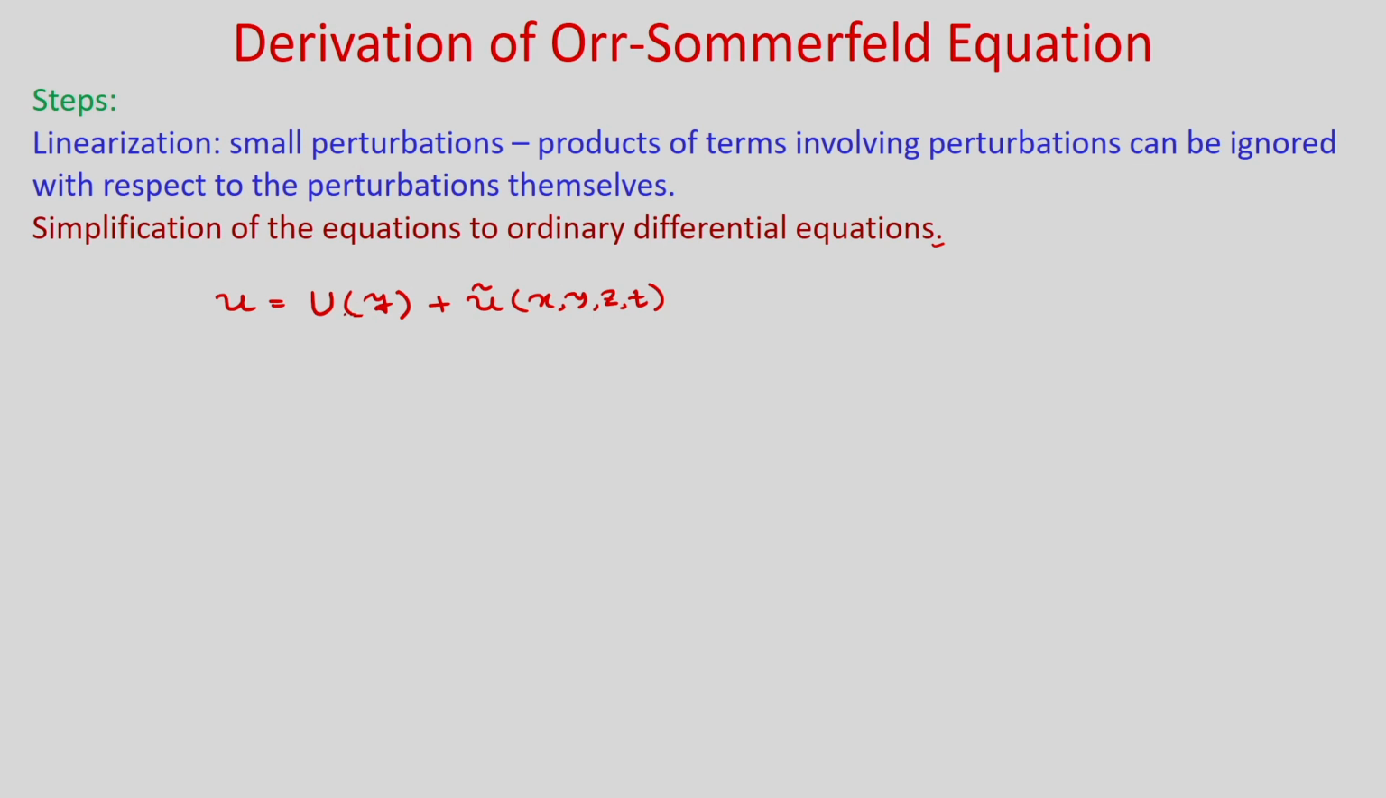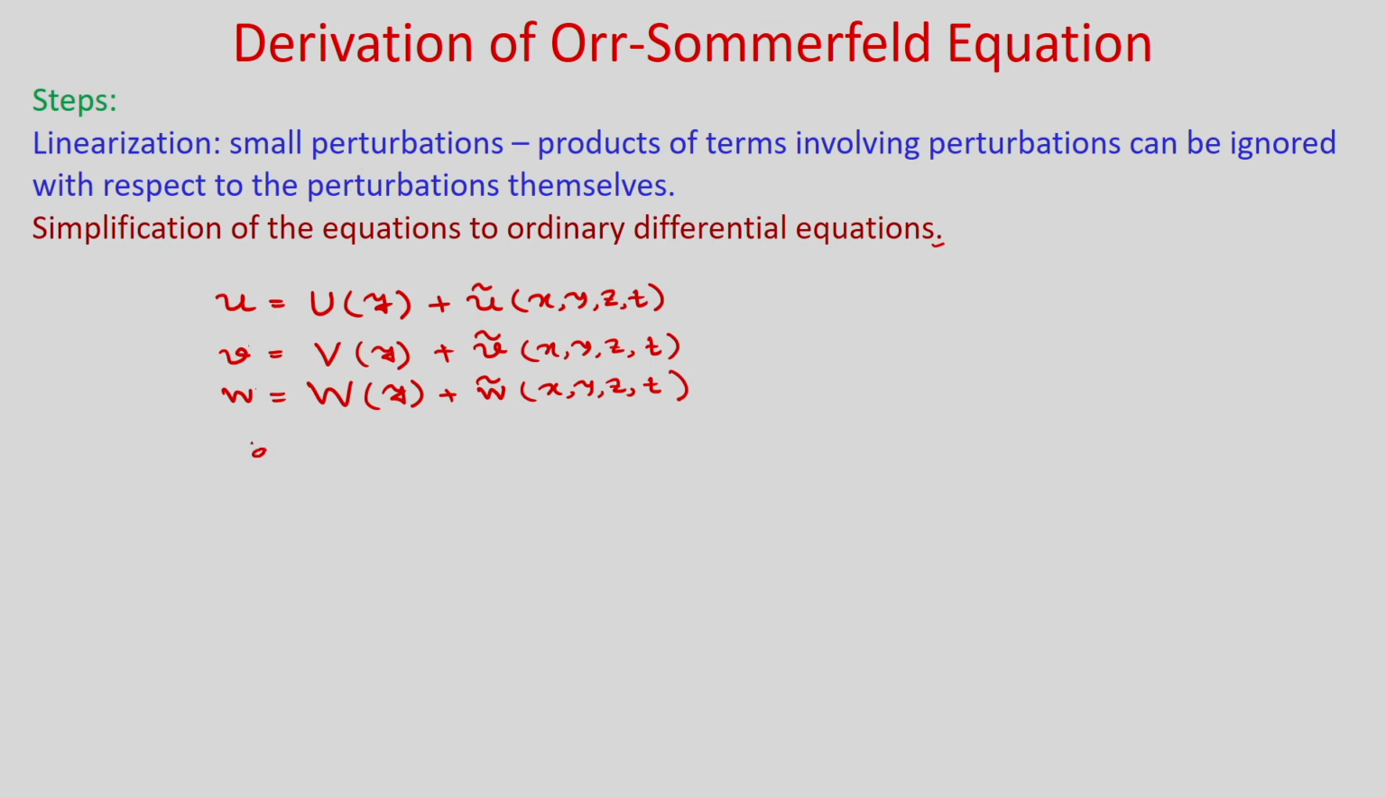So, this is a function of space as well as time, but the base flow is parallel flow and it is a function of y only. Similarly, velocity v is also V, which is a function of y, plus the perturbation v tilde, which is a function of space and time, and w is W of y. So, capital W is a function of y only, and the perturbation w tilde is a function of space and time. Okay. So, now you can see that obviously this u, v, w will satisfy the continuity equation.